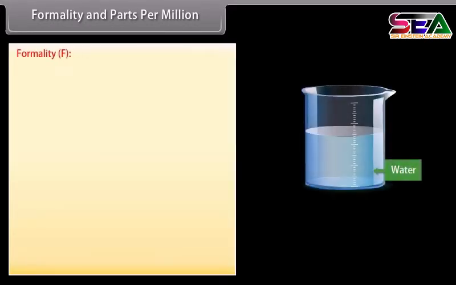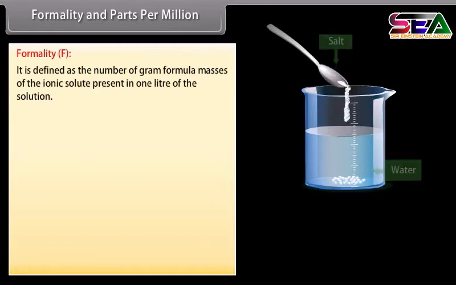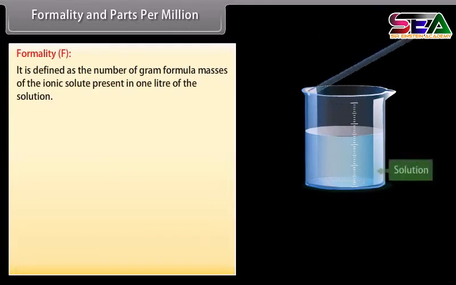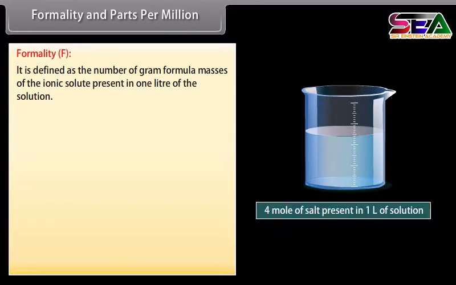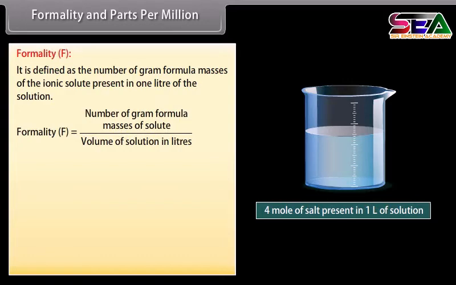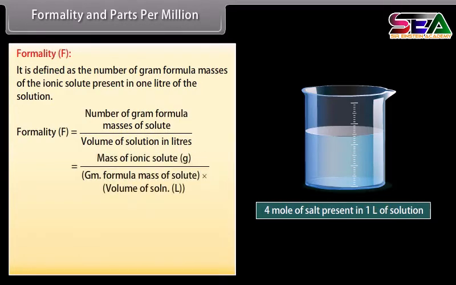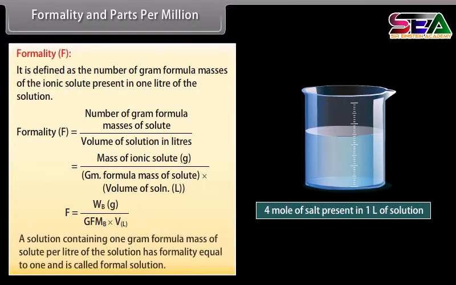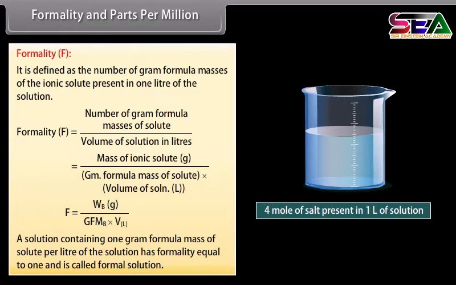Formality and parts per million. Formality. It is defined as the number of gram formula masses of the ionic solute present in 1 liter of the solution. It is represented by F. Mathematically, formality is represented by F equals Wb in grams divided by the product of the gram formula mass of B and the volume of solution in liters. A solution containing 1 gram formula mass of solute per liter of the solution has formality equal to 1 and is called a formal solution.